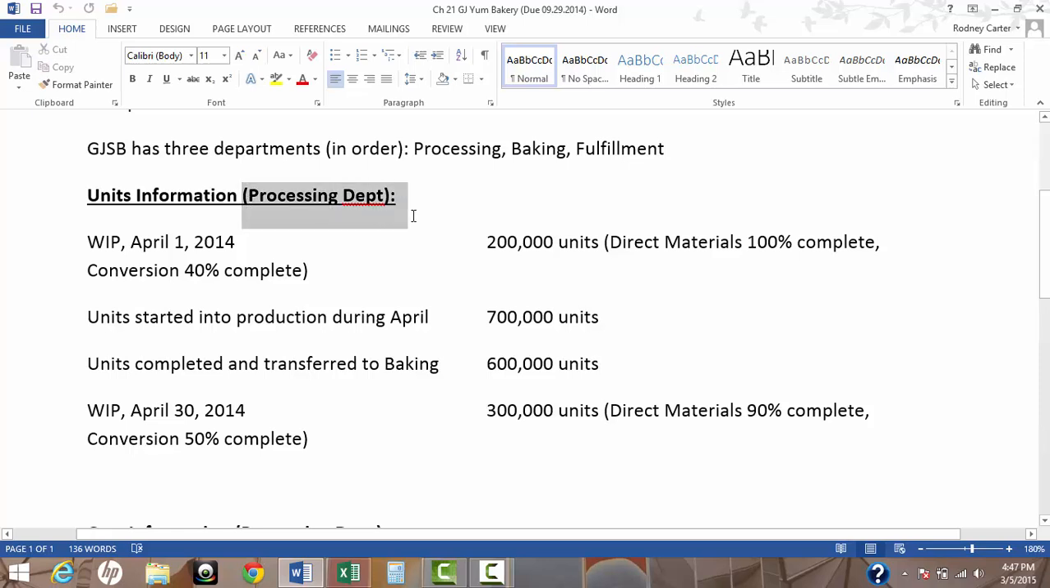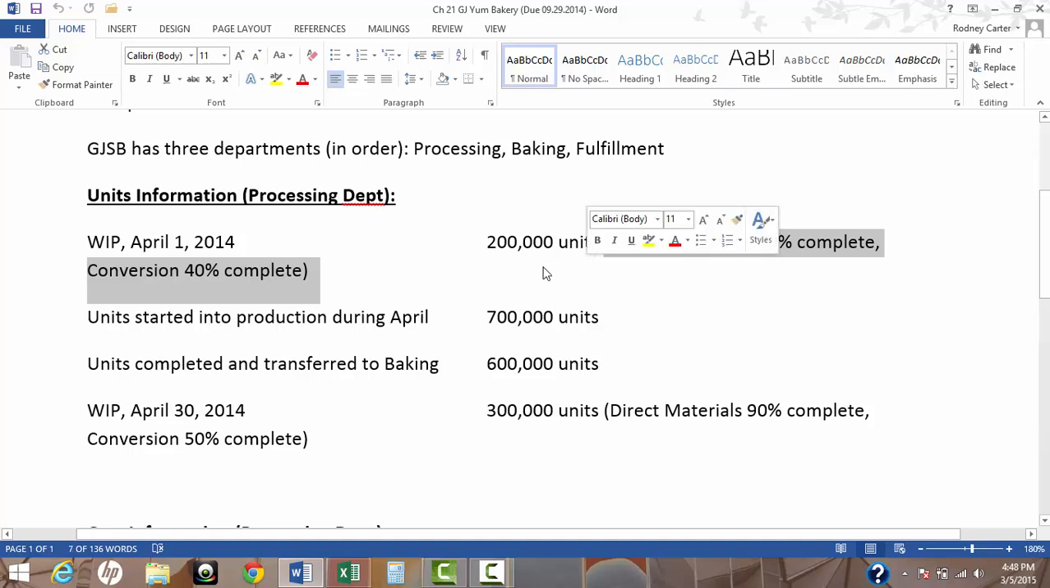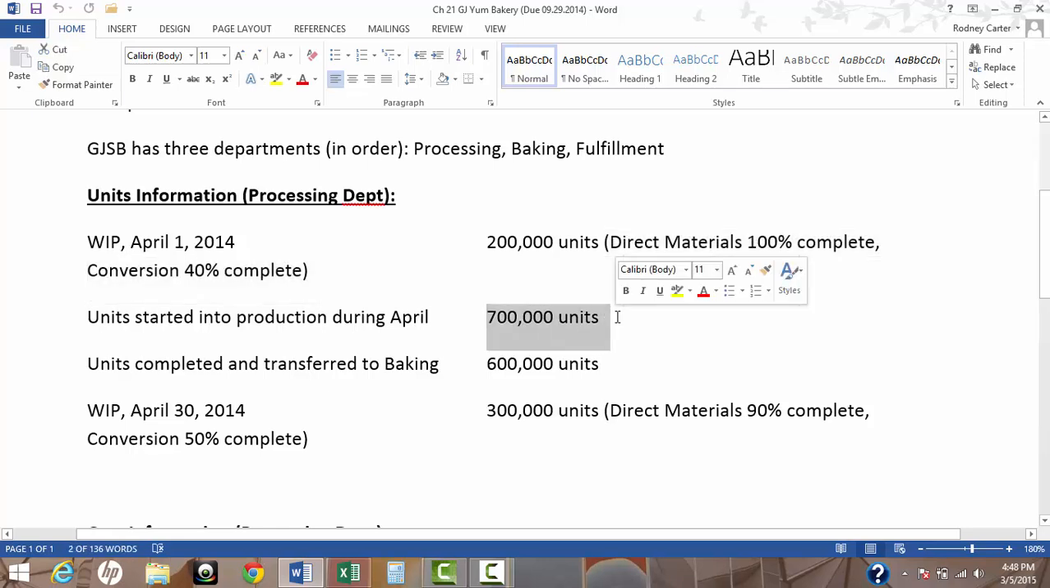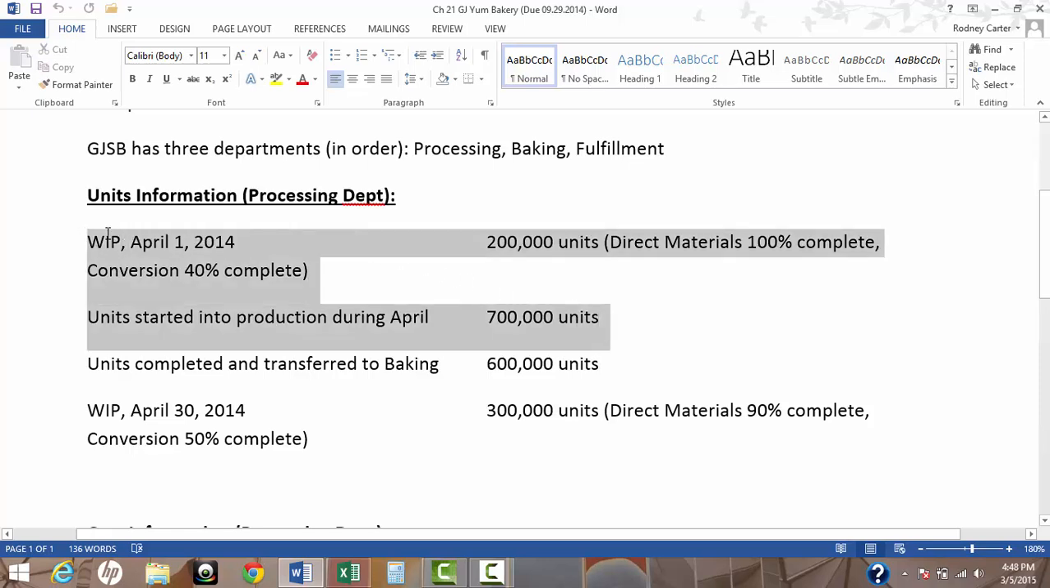When we focus on this first department, we have 200,000 units that have come into April as beginning WIP. And you'll remember this is a useless information alert because we don't need the data for the beginning WIP of direct materials of 100,000 and 40,000 for conversion. You'll see that we added 700,000 units into production. So we have 900,000 units in play in April.